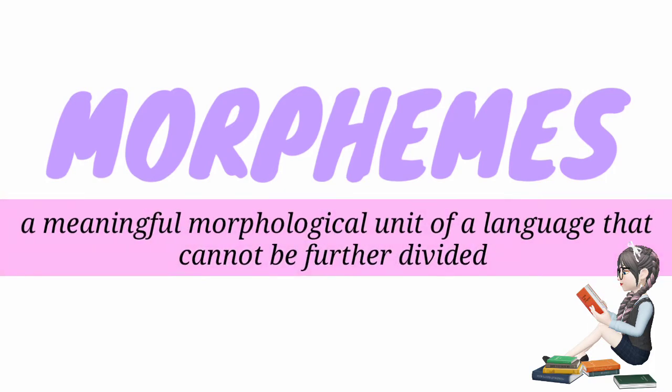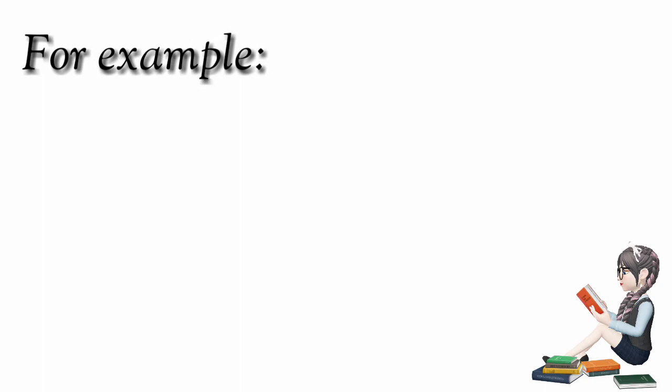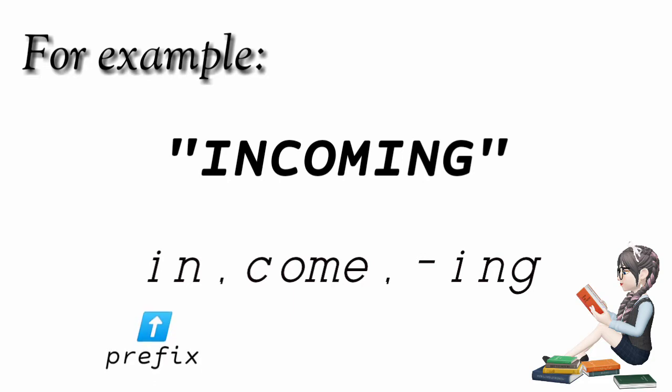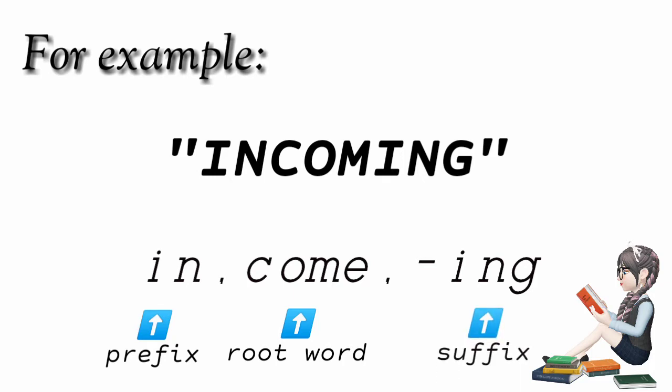Are you guys ready? I'm going to discuss morphemes, a meaningful morphological unit of a language that cannot be further divided. When we say morphemes, they can't be further divided because their function is to form the structure of a word. For example, the word incoming is formed by three morphemes: in, the prefix; next is the root word come; and lastly, ing as the suffix.